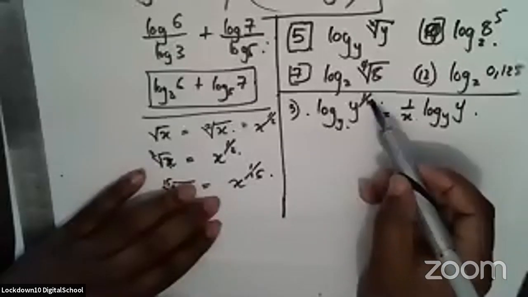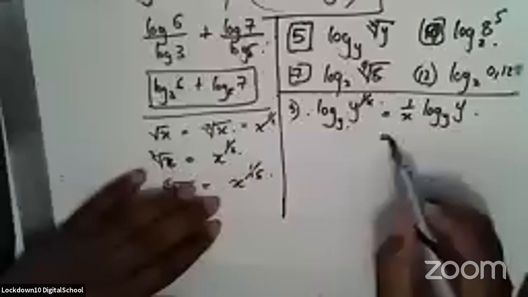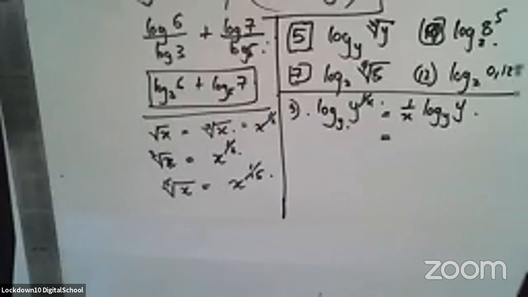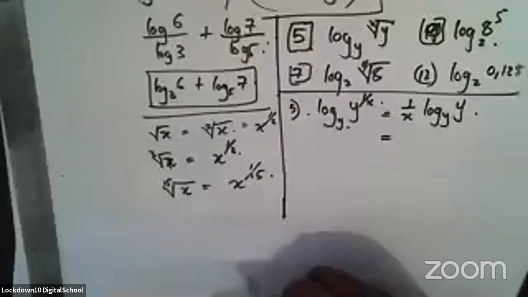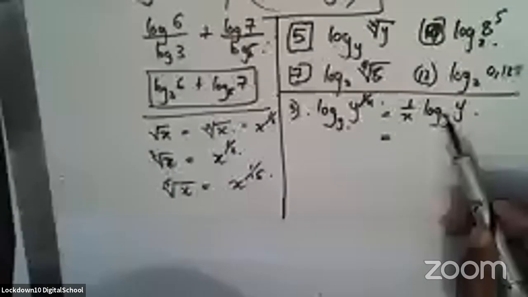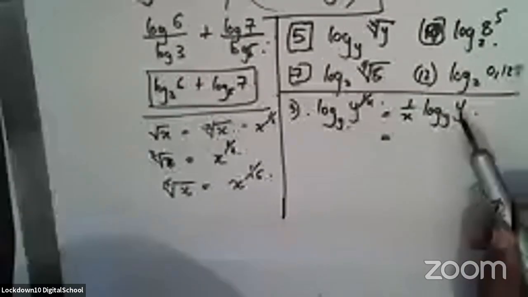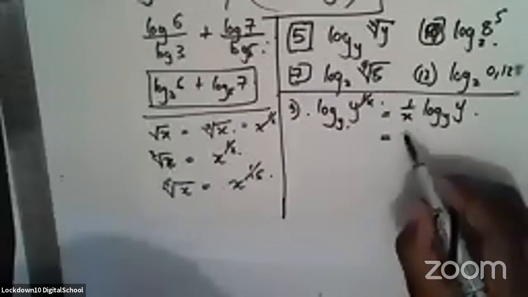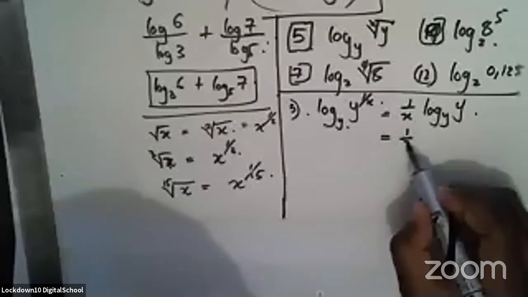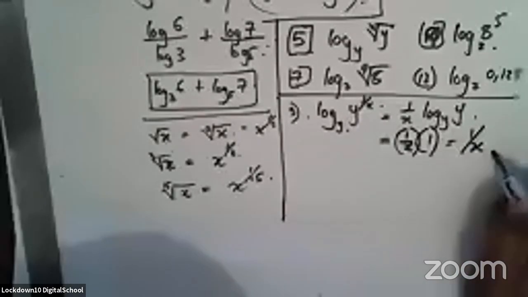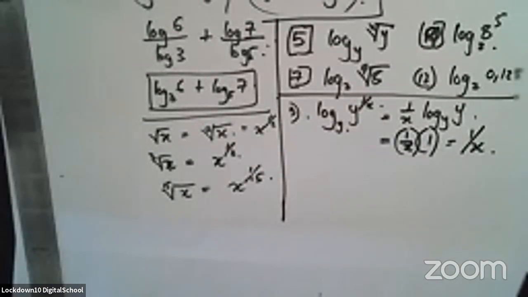The second one, but remember the 7th law that I just taught you right now. What does the 7th law say? It says the log of a figure to its base is 1. So it's 1 over x times 1, which is just 1 over x. I've solved using the laws of logarithms. Right?